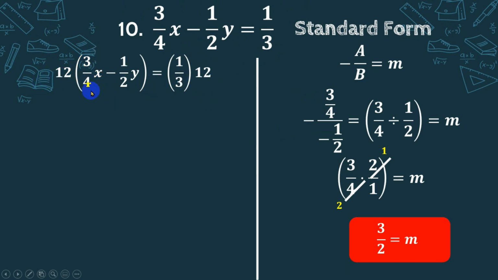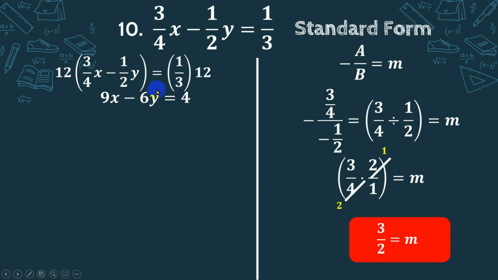So, 12 times 3/4, matitira na lang po sa 12 ay 3. And 3 times 3 is 9. So, magkakaroon tayo ng 9x. 12 times negative 1/2 is negative 6. Okay? 6 times 1 is 6y. And then 1/3 times 12. So, makakancel po natin yung 12 at saka yung 3. Divisible sila both by 3. Matitira na lang po ay 4. So, from here, rewrite natin siya as slope-intercept form na po.